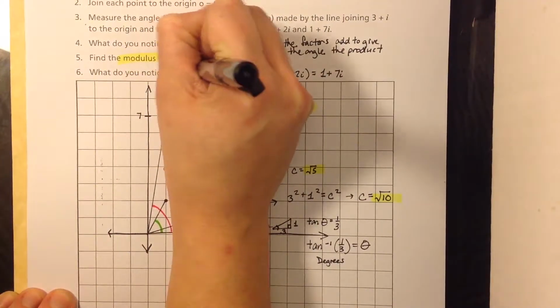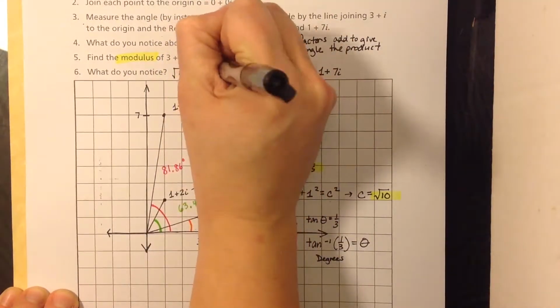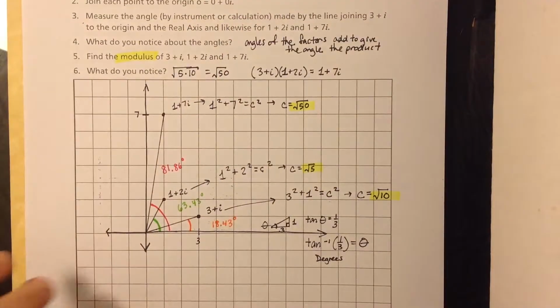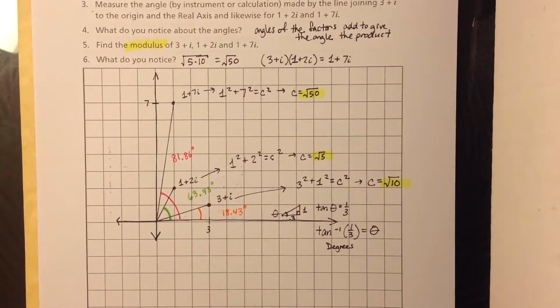Because when I'm multiplying square roots, I can just bring them together inside one radical. So that's how I get the square root of 50. So all of that to tell us when we multiply complex numbers, two things are helpful and are happening here.